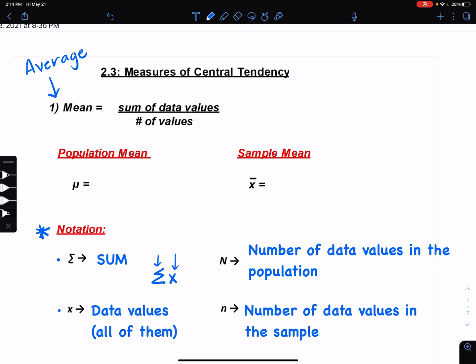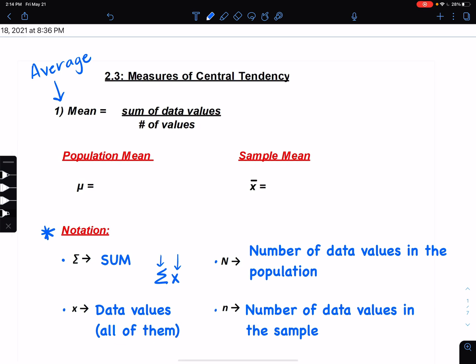All right, and then the other value that we're going to need a lot is the number of values that we have, and that's always going to be denoted with N. So we're going to use capital N to denote the number of values in a population, and we're going to use lowercase n to denote the number of values in a sample. These are some of the terms that you had to learn in Chapter 1. So remember, population is everything, all values of interest. Sample is a subset, a smaller group that you take from your population.